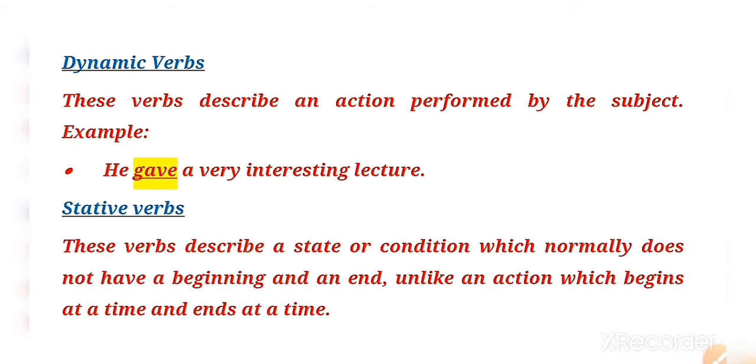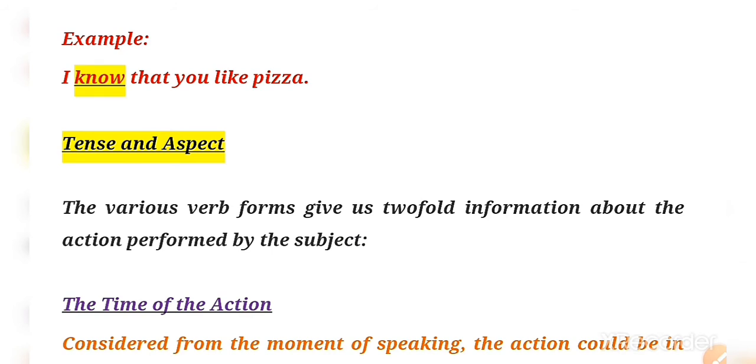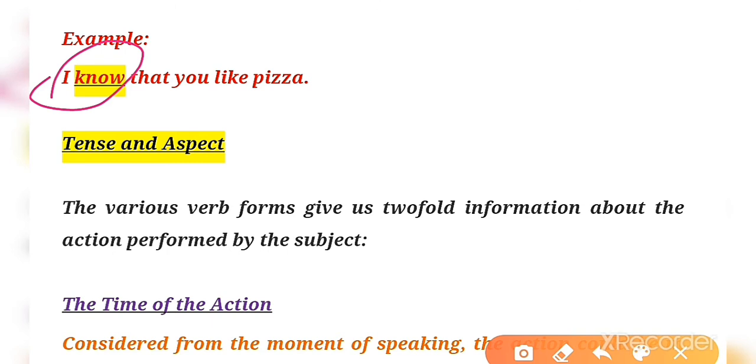You can see with the help of an example: I know that you like pizza. The verb know is a stative verb, because I somewhere know that you like this. When I started knowing that you like pizza is not known, and till what time I will be knowing it, I cannot say exactly. So this is a state of condition.